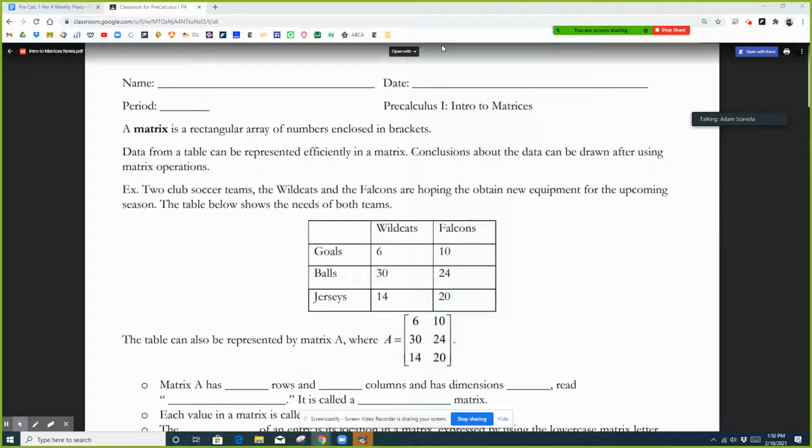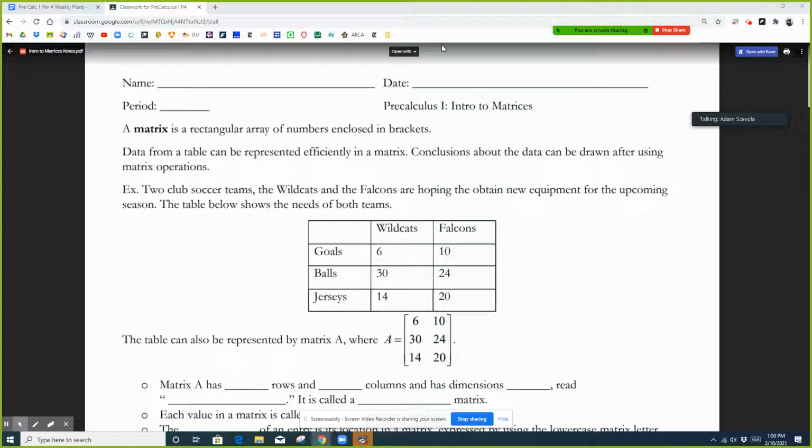All right, so here's an example of where you use a matrix. So we have two club soccer teams, Wildcats and Falcons, and they need new equipment. And the table shows the needs for both teams. So notice how each column represents a different team and each row represents a different piece of equipment. So the way that table is there, the 6 means the Wildcats need 6 goals. The 24 means the Falcons need 24 balls. And if you added 14 and 20, that would represent the total number of jerseys that both teams need. So just like an organized way of representing this table.